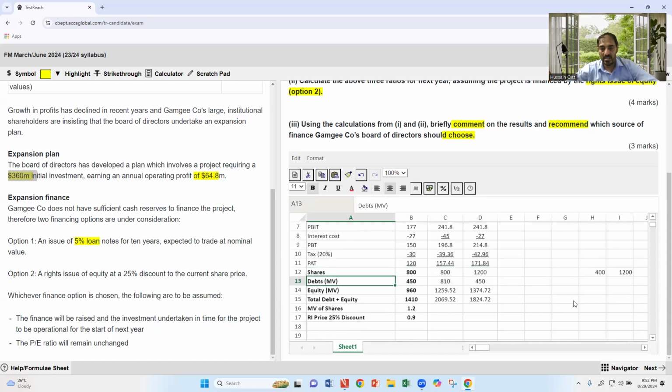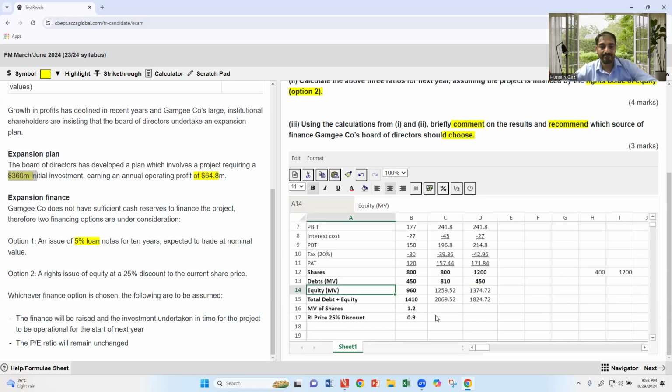Shares, debts. This is shares. This is debts. What about the debts? 450. Now 810 total debts. Sir, how to calculate 810? Very simple. 360 plus 450, 810. Here the debts remain same because here it is the equity finance.